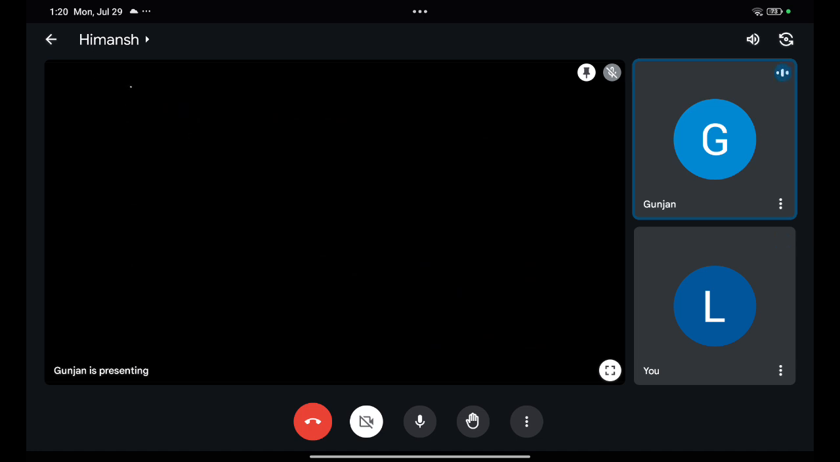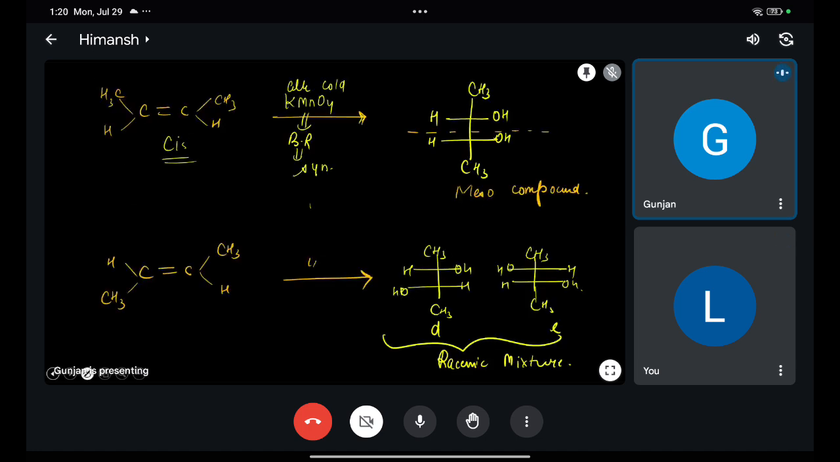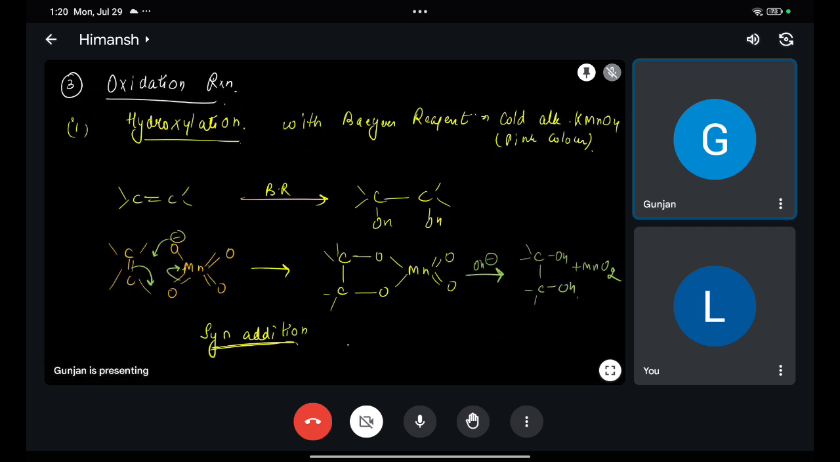Also, Baeyer's reagent is used as a test of unsaturation, because the pink color of Baeyer's reagent will disappear. So it is a test of unsaturation.